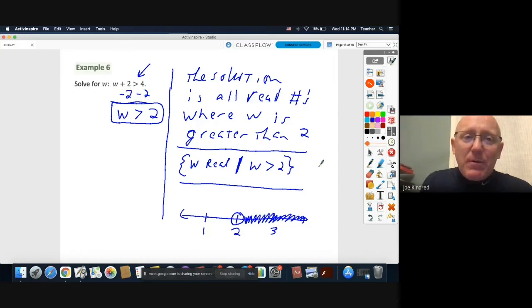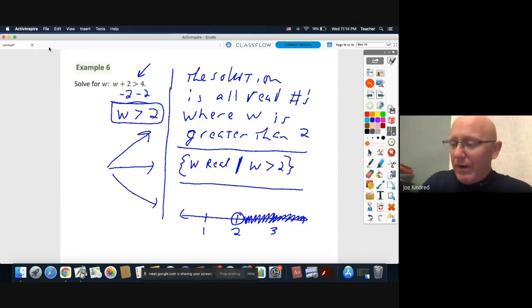That will end our discussion of lesson 11. You should be able to take an equation or an inequality and write the solution in words, in set notation, and as a graph. That'll be it. We'll talk more in a little bit.